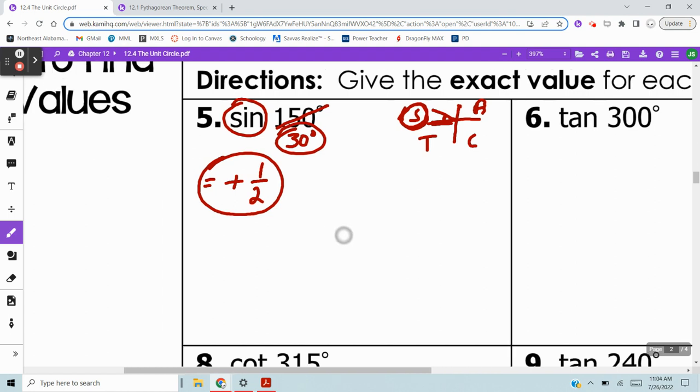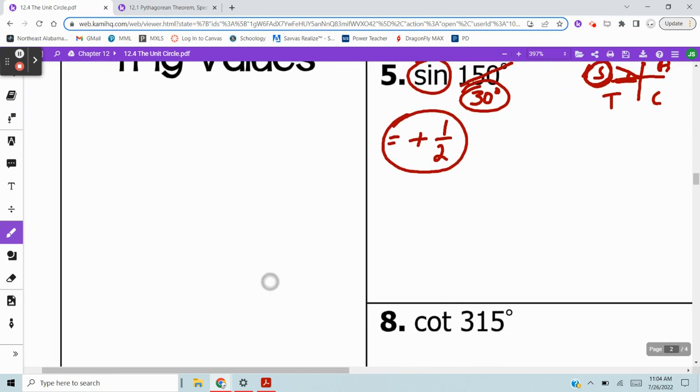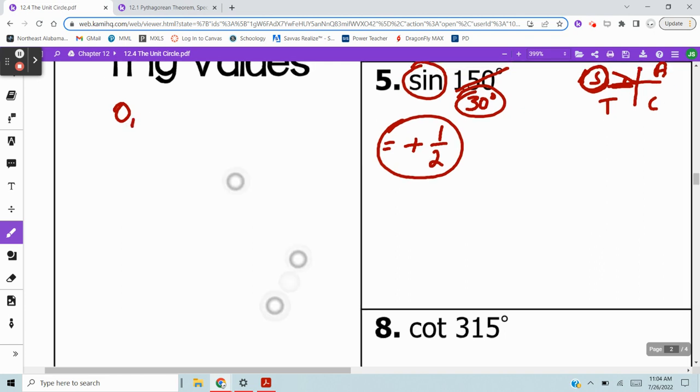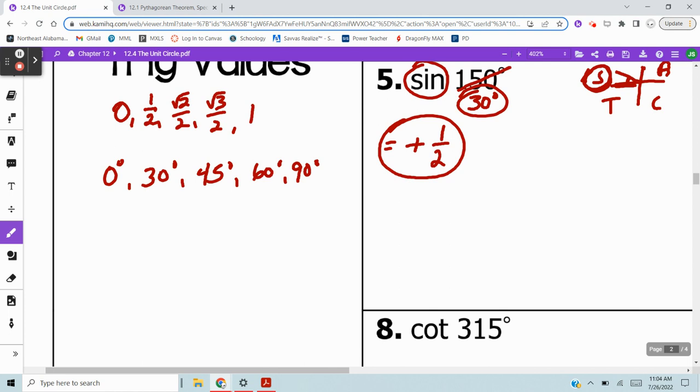Now, in order to work that problem, I needed to know what the sine of 30 was. And I just want to come over here to the side, and I do want to write these out. There's a pattern when we're dealing with sine and cosine. 0, 1/2, root 2 over 2, root 3 over 2, and 1. If we're dealing with sine values, there's certain angles that we need to memorize here. 0, 30, 45, 60, and 90. When I'm dealing with sine, I'm simply doing it in order. The sine of 0 is 0. The sine of 30 is 1/2. Sine of 45 is root 2 over 2, and so on and so forth.